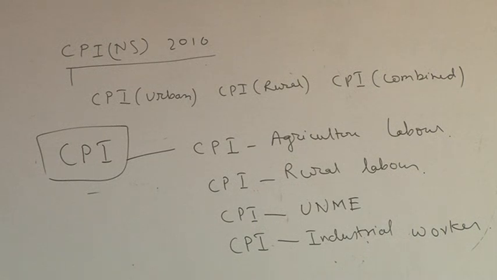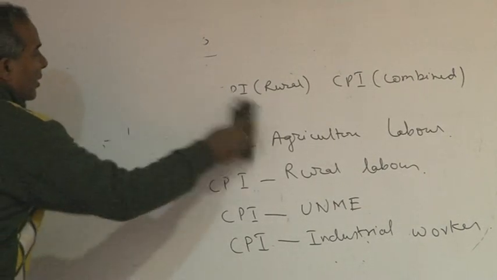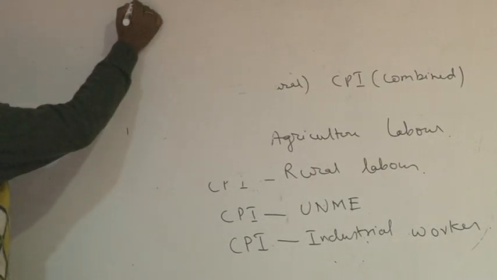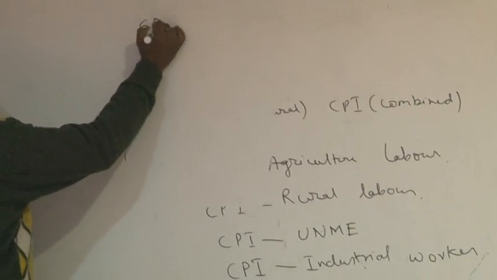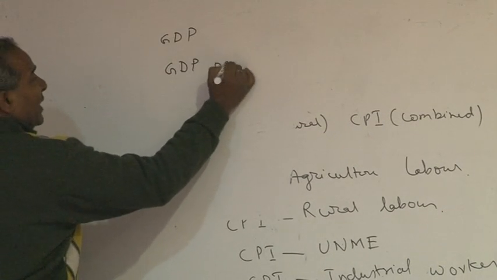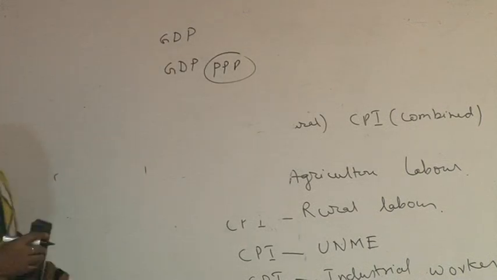So what about purchasing power parity? Where does that come in? Now see, PPP is used for calculation. You will find that different calculations are made. One is, say, normal GDP, and one is GDP based on PPP, purchasing power parity.